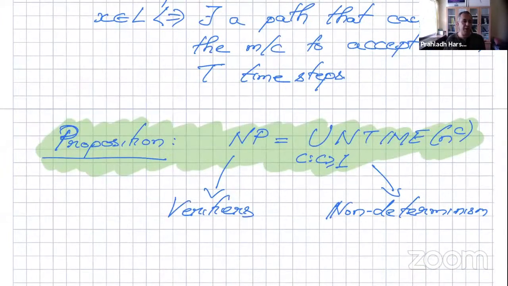Historically, NP was defined in terms of non-determinism, but it'll be easy for us to work with the verifier definition, and we'll stick to the verifier definition almost completely in this course. Very rarely will we ever go to the non-deterministic definition, except possibly when we're talking about the time hierarchy. There we'll talk about the non-deterministic. Otherwise, the verifier definition is a very clean definition, and we'll work with that for the most part of this lecture.